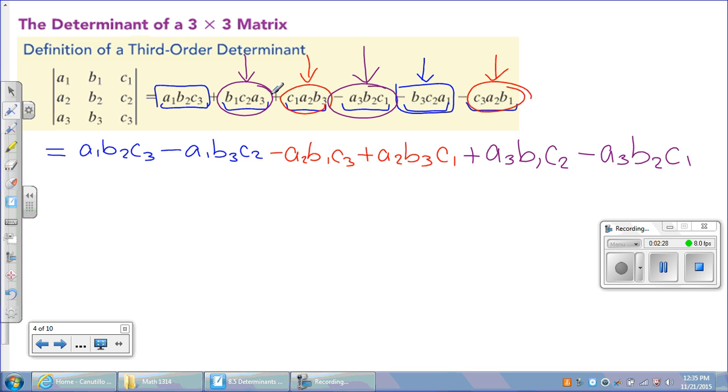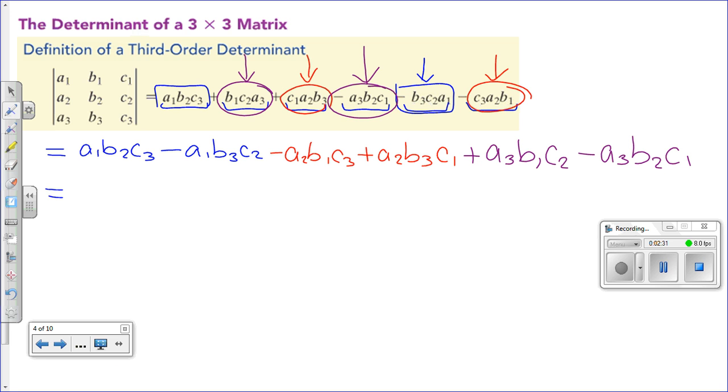Now, what I'm going to do is factor out the term they have in common, and you can see here that they both have A sub 1. So I'm going to factor out A sub 1. From this term, if I factor out A sub 1, I will get B sub 2, C sub 3. And if I factor A sub 1 from here, I will get minus B sub 3, C sub 2.